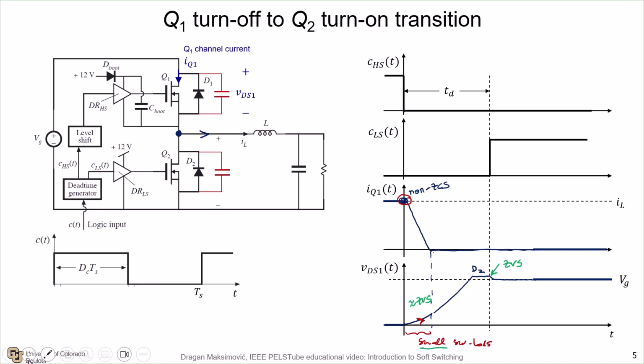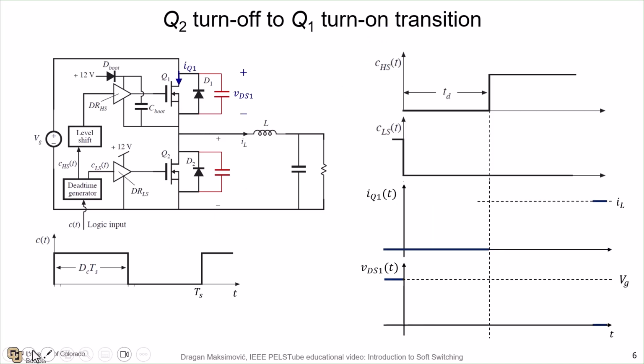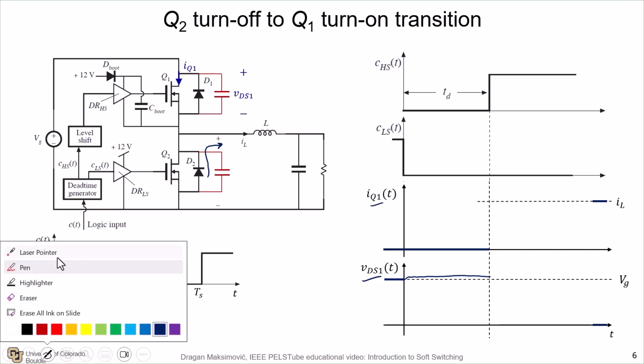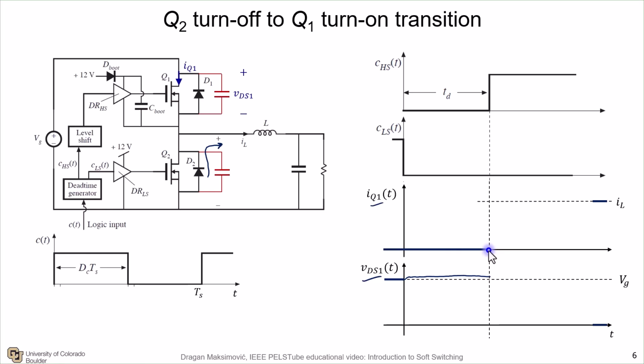Let's look at the opposite transition. Q2 turn off to Q1 turn on transition. So first of all, here we are going to look at again the IQ1 and VDS1 waveforms. When Q2 is turned off, the body diode is going to take over the inductor current, and the voltage across the top switch, the main control switch, is going to slightly increase because of the body diode conduction of Q2. During that time, the Q1 is not turned on yet, and so the current remains equal to zero.